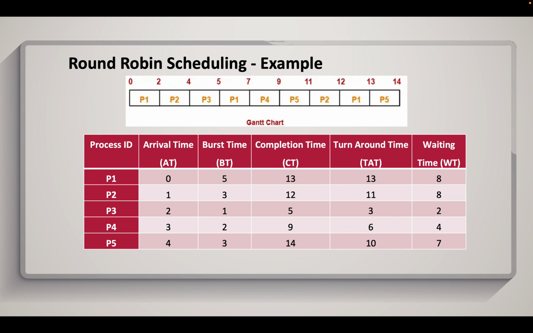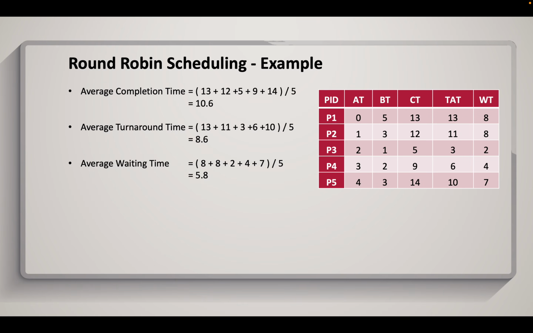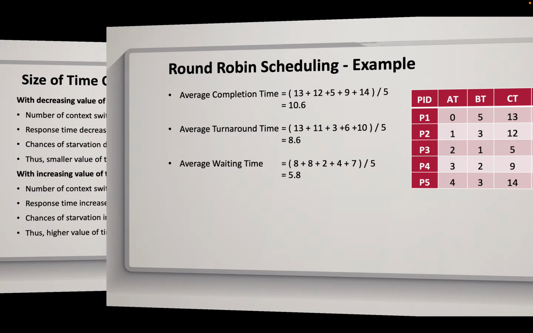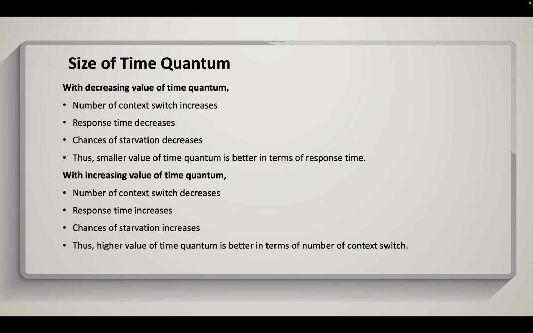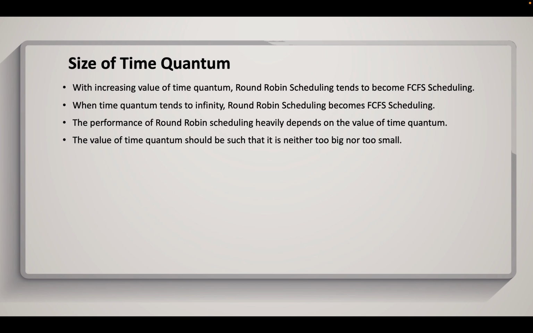Similar to the previous scheduling, here we can calculate completion time, turnaround time and waiting time, and similarly average times. These depend upon the time quantum. Suppose we increase the time quantum, it will be equal to FCFS. If the time quantum is very big, it will be equal to FCFS. If the time quantum is very small, what's the problem? The context switches will be more, so it will take more time for context switching than for execution. So it depends on the time quantum.